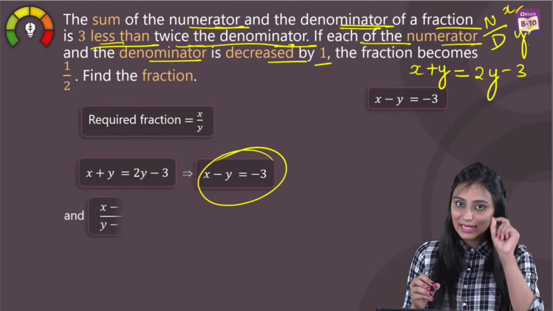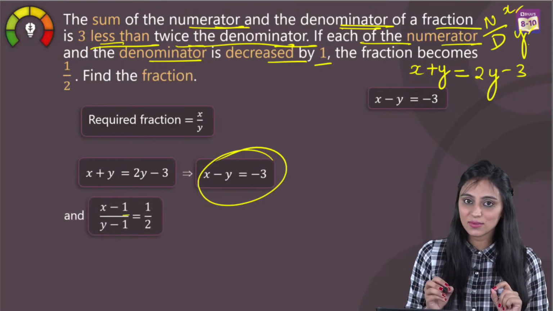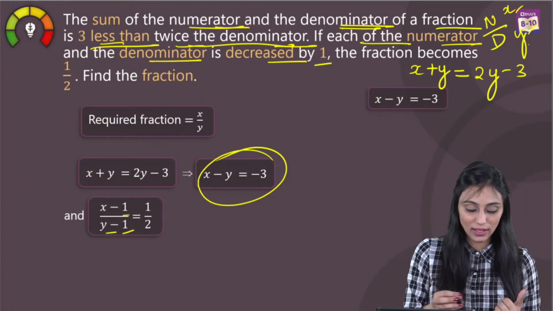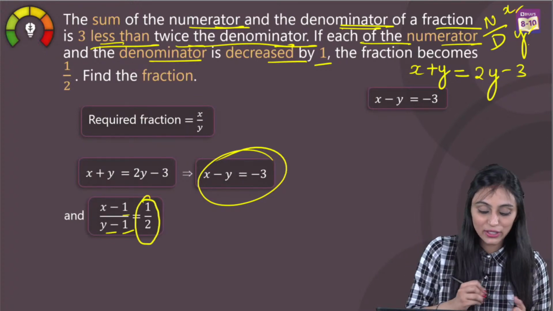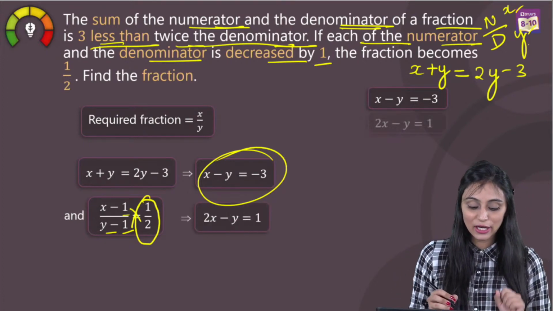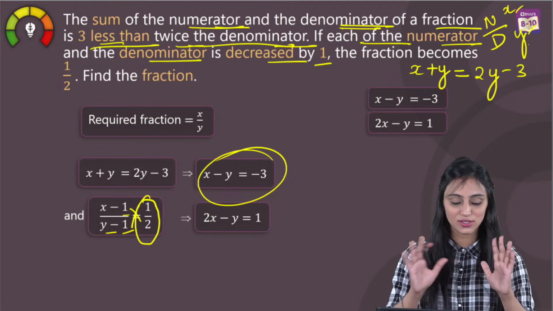If I decrease the denominator by 1, I get x minus 1. If I decrease the denominator by 1, I get y minus 1. Then the fraction becomes 1 by 2, right? Simply I'll cross multiply them and here I get 2x minus y equals 1 once you simplify this.